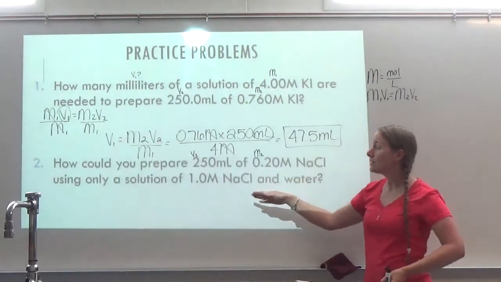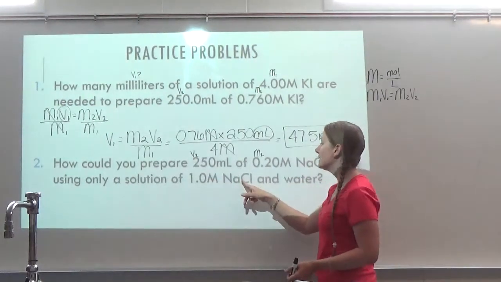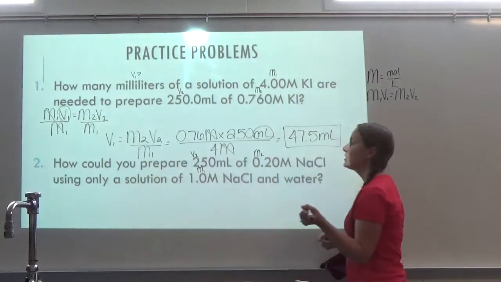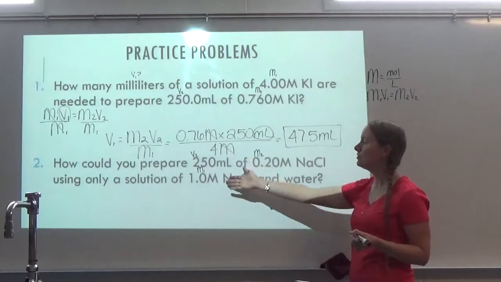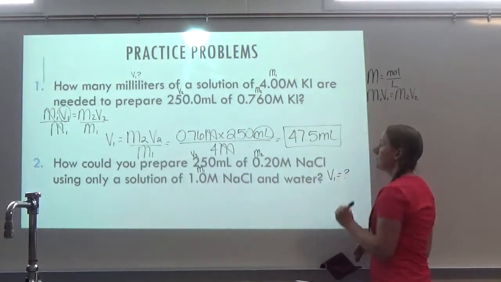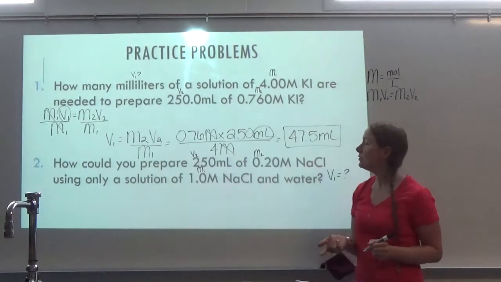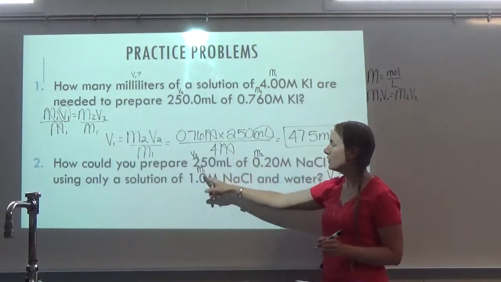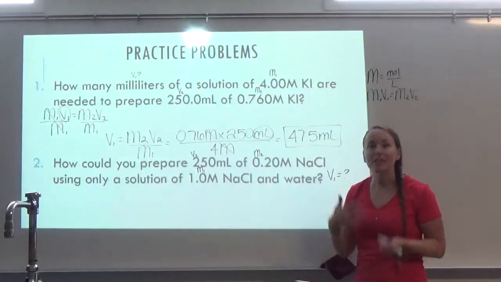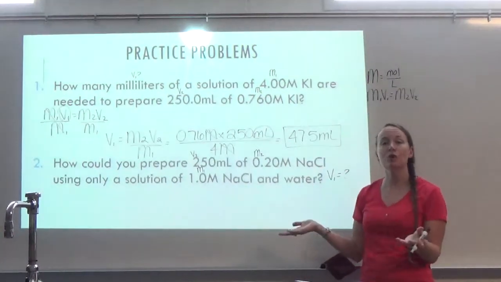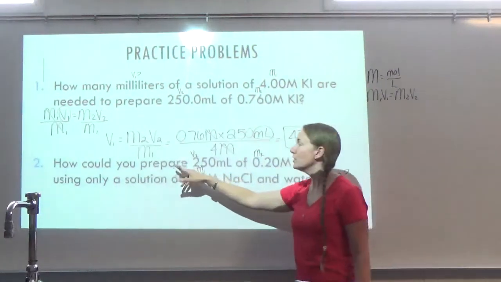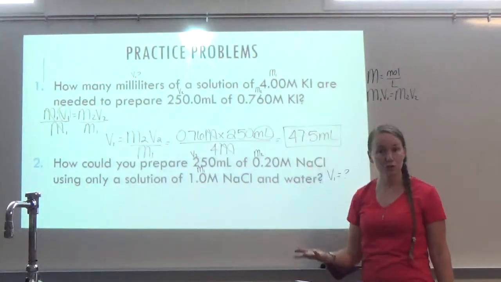Using only a solution of 1 molar NaCl and water. So this is my M1. So I have a V2, I have an M2, I have an M1. I am looking for V1. Now some of y'all probably called this V1, M1, and M2. If you did that, you're gonna get the same answer. It just works out that way. That's why I said don't go back. But I'm just saying, for future purposes, remember what you're preparing, those are the 2 values.